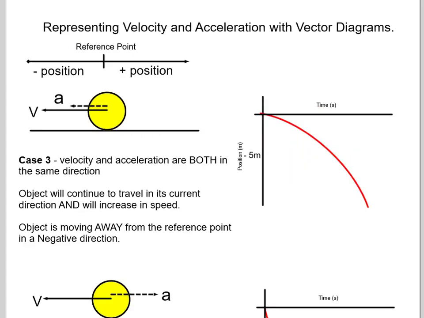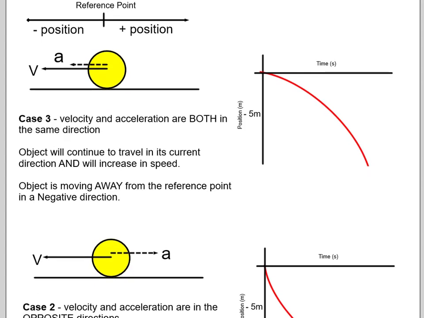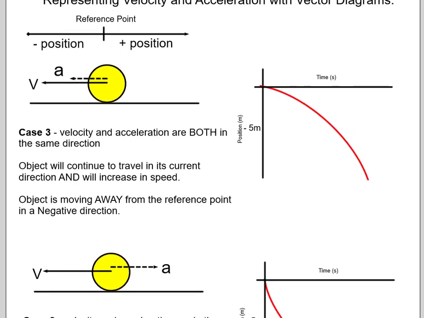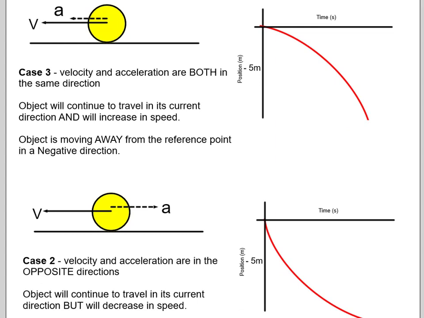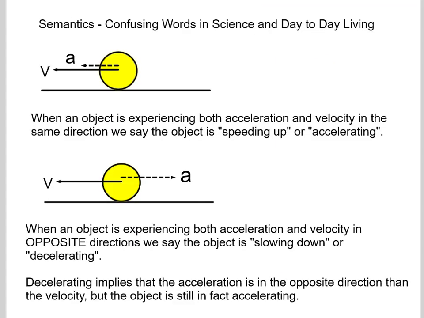Cases 3 and 4 are the exact same things as cases 1 and 2. The only difference is instead of moving in a positive direction, we're moving into a negative position from our reference point. So I won't go through all of those again. Basically you have acceleration and velocity in the same direction, and acceleration and velocity in opposite directions, which again is a slowing down case.